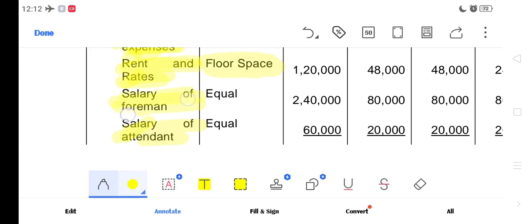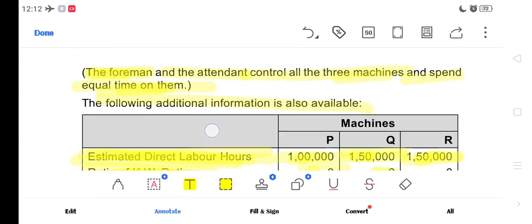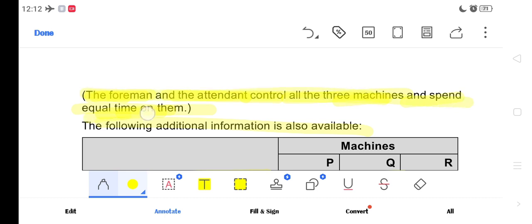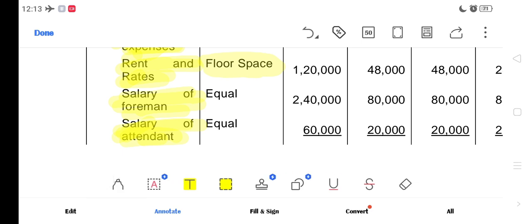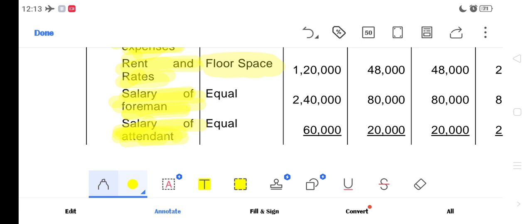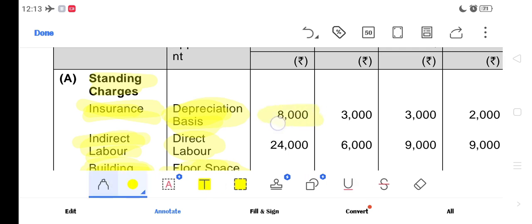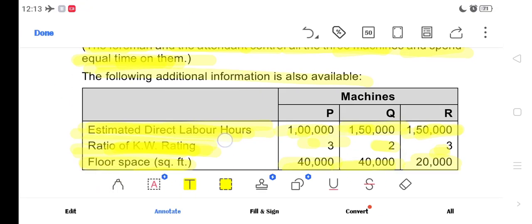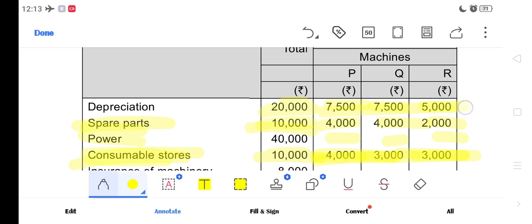Now salary of foreman and salary of attendant, they have given some clue. Yes, the foreman and attendant control all the three machines and spend equal time on them. So for P, Q and R, you are going to apportion the salary of the foreman and attendant equally. So till here the standing charges get over. Now insurance has a total amount of 8,000, and upon depreciation basis he told. So what is depreciation here? 20,000 in total, but you have to take it in this ratio. So what is this ratio we have to find out. For P, let's find out first.